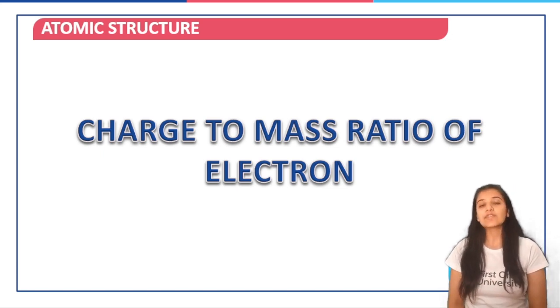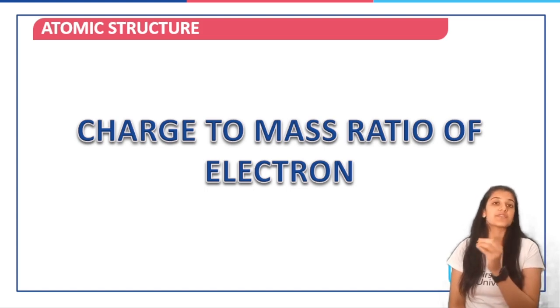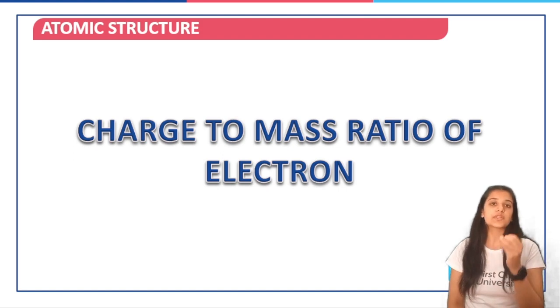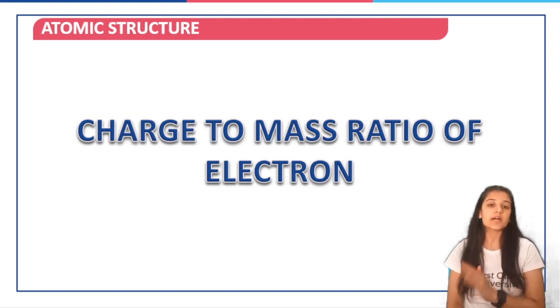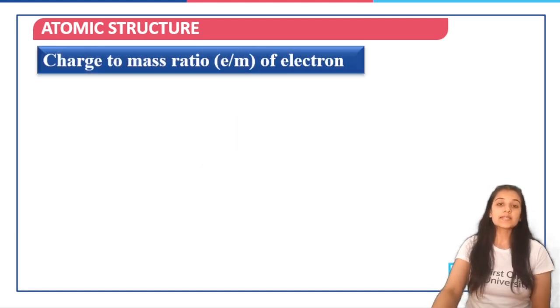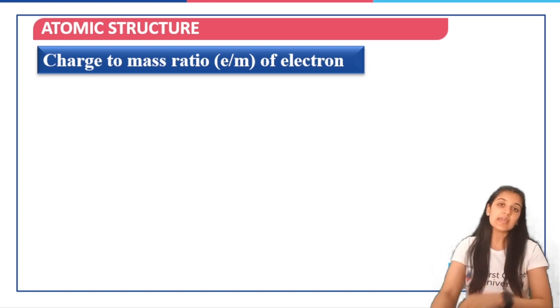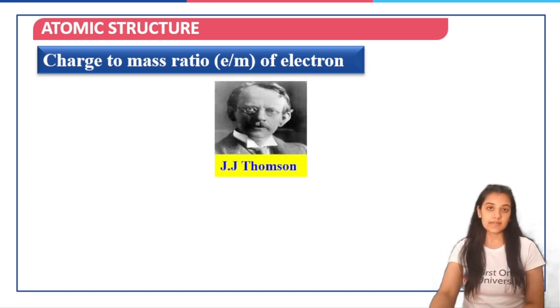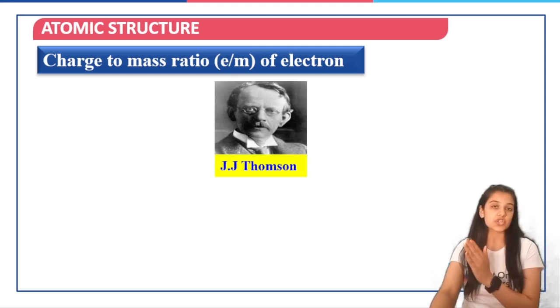Now the next thing that we need to talk about is that since the electron has a negative charge, it carries a charge, and since it is a particle, it will be associated with some mass. We will now be talking about the charge by mass ratio of the electron, which is also represented by e/m. Now, we will first study some basic history also.